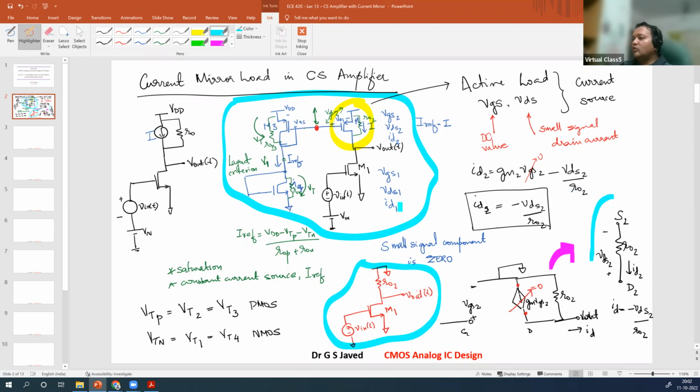Now you may have to understand what is the value of R0. How do you find out the value of R0? The value of R0 is very simple. R0 is equal to 1 over lambda 2 times IREF. Right? So this lambda 2 is your PMOS device. So depending upon what is the value you will get. For a PMOS device, lambda might be negative, so we'll only take a modulus of that and then get the output. So RO2 will be 1 over lambda times IREF.